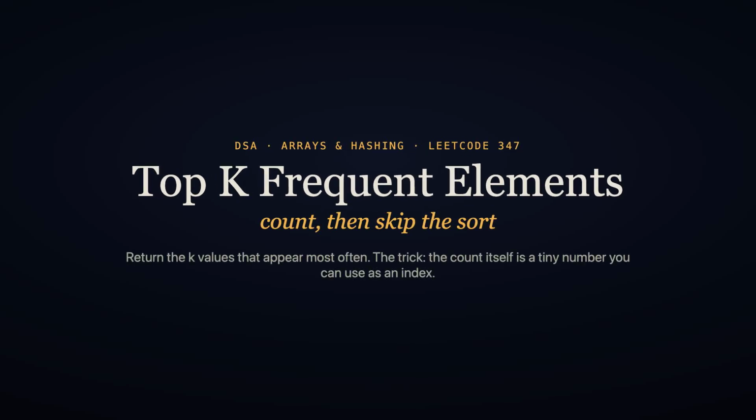Top k frequent elements. You're handed a list of numbers and asked for the k that show up the most. The obvious move is to count them and then sort by the count, and that works. But there's a faster way that never sorts at all. We'll build it from zero, and the whole trick is noticing one thing the count quietly gives you.